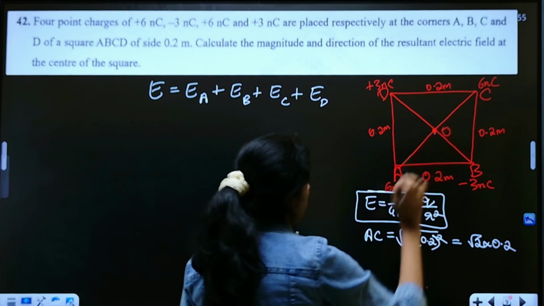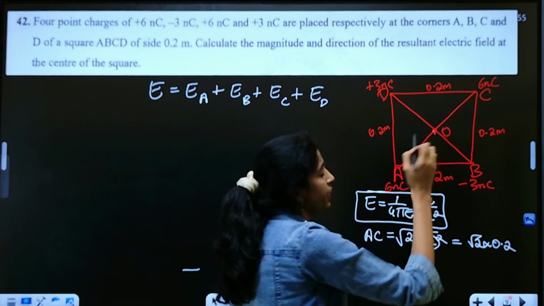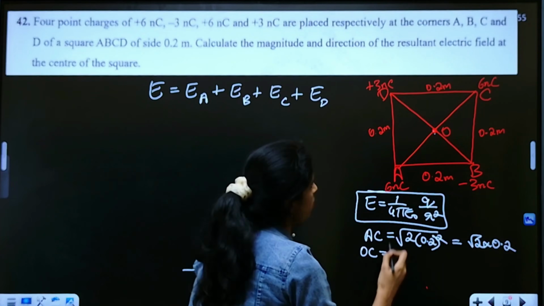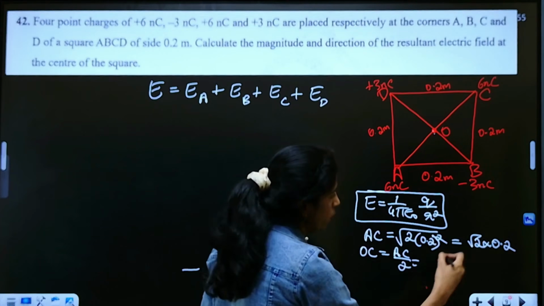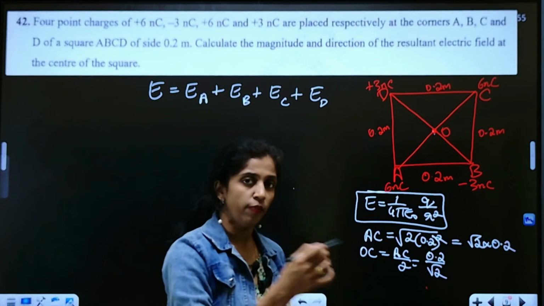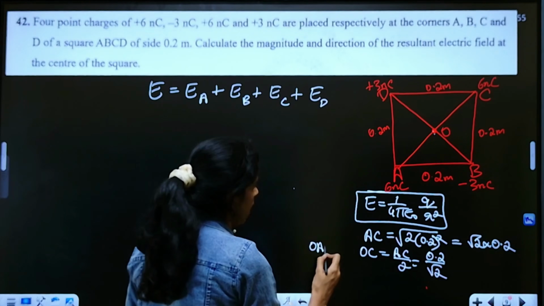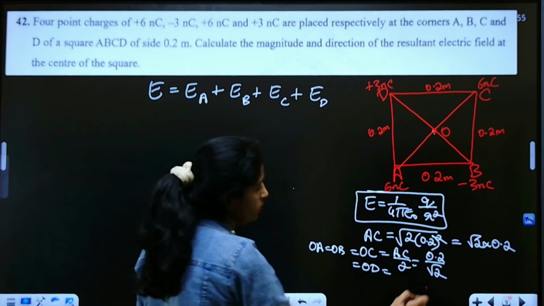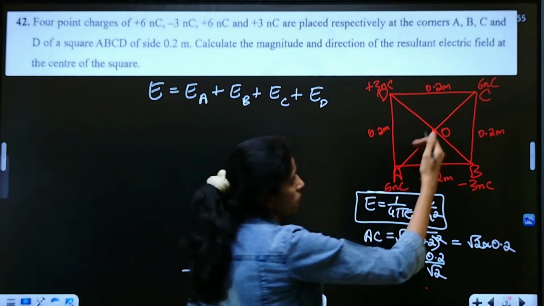So this is the value of AC, but we don't need AC, right? We need half of its distance because we are finding the electric field at the center. So OC can be taken as half of AC. When you do half of it, you get 0.2 by root 2. Again, you rationalize, and finally you'll get 0.2 by root 2. So the value of OA, OB, OC, OD is 0.2 by root 2. Now we have found its distance from the center.